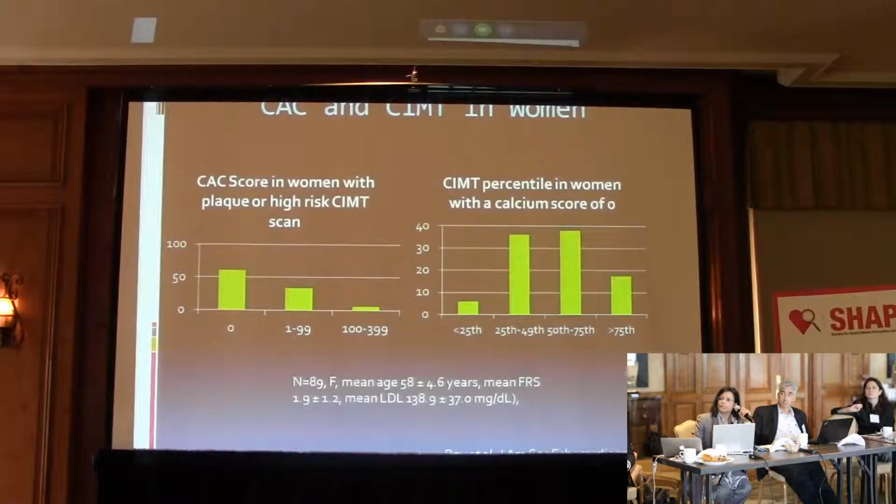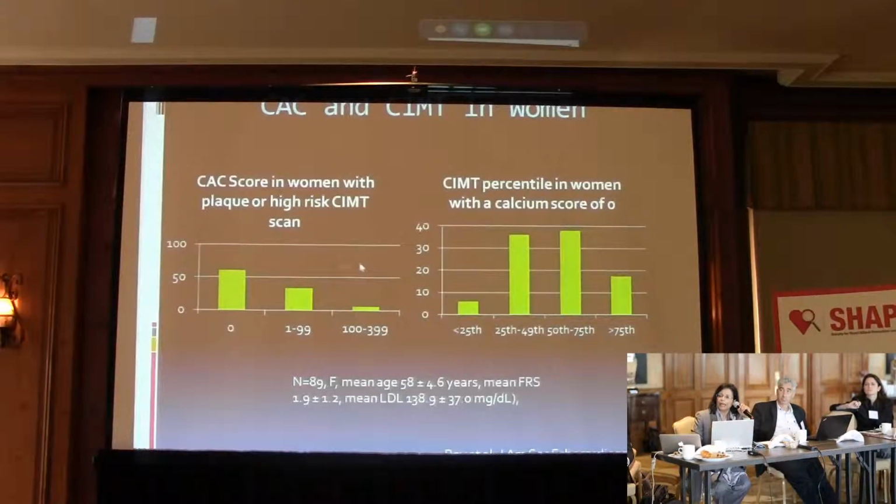And then, similar to prior studies that I just showed you, these are the CIMT percentiles in women who had a calcium score of 0. So here we're looking at plaque or IMT. Here we're just looking at IMT. So we have a significant number of women who have atherosclerosis identified by ultrasound when their coronary calcium score was 0.